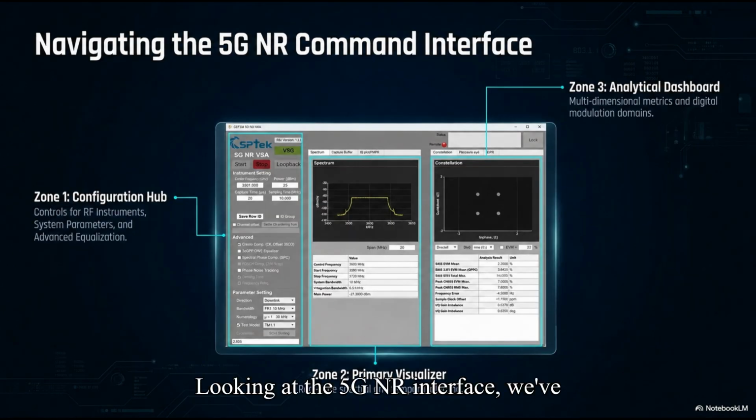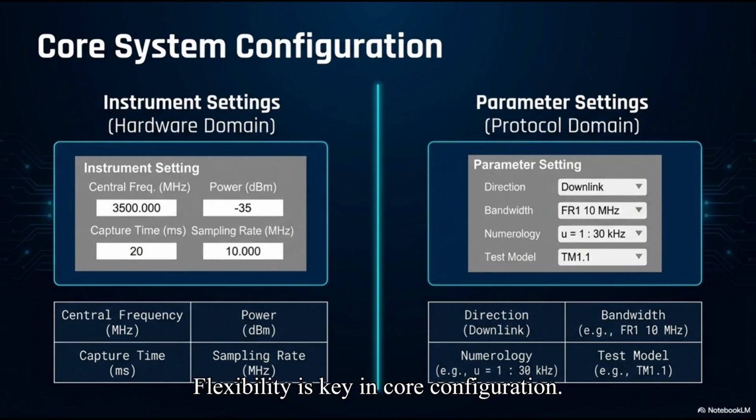Looking at the 5G NR interface, we've organized it into three functional zones: the configuration hub for settings, the primary visualizer for real-time plotting, and the analytical dashboard for deep dive modulation metrics. Flexibility is key in core configuration.